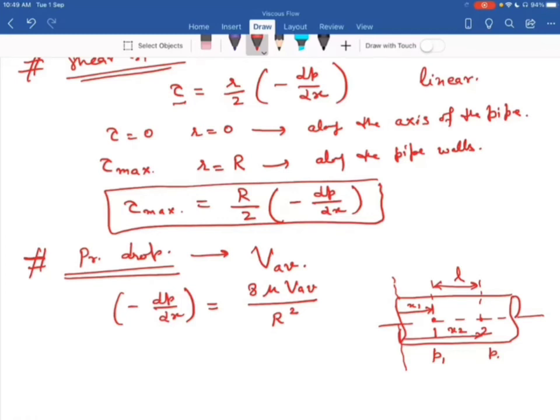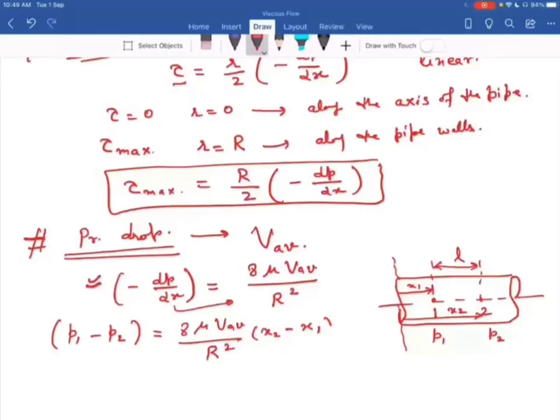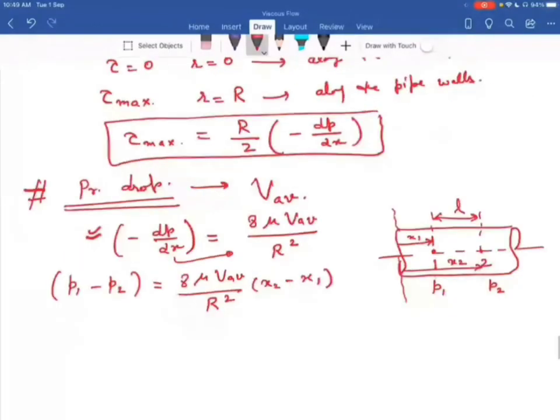So now from this summation, you can write minus of dP as P1 minus P2, equal to 8 mu V average upon R square. Here you have dx on the other side. So dx is x2 minus x1, which I can write as the distance between the 2 points. So it becomes 8 mu V average L upon R square.